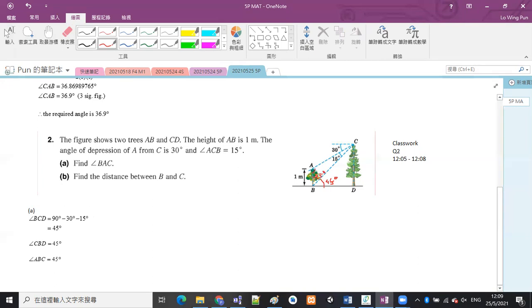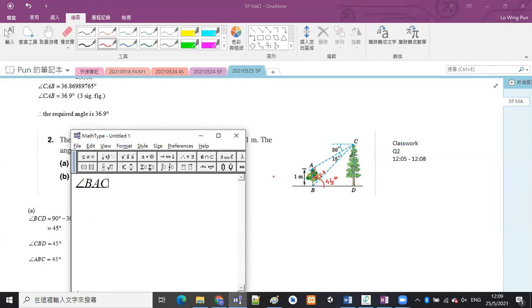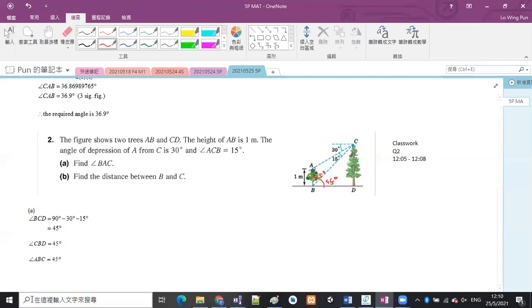Angle BAC belongs to triangle BAC, and we have the two angles, so we can find the third angle by angle sum of triangle. Yes. Okay. So angle BAC is equal to 180 degrees minus 45 degrees minus 15 degrees, and it is equal to 120 degrees. Yes, good. That is correct.